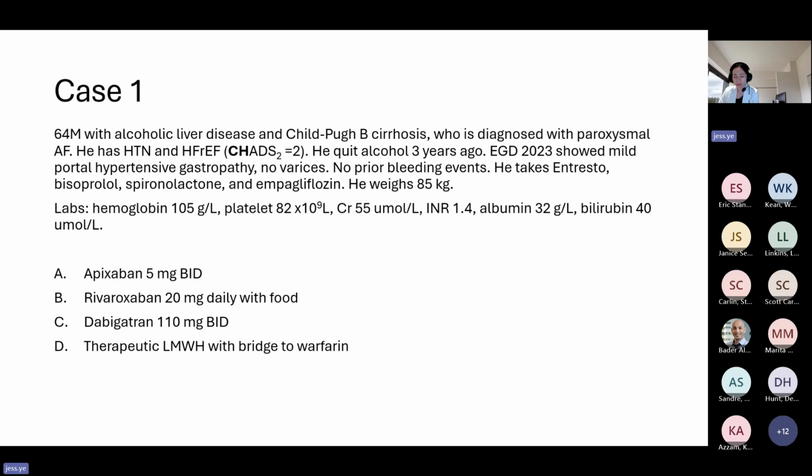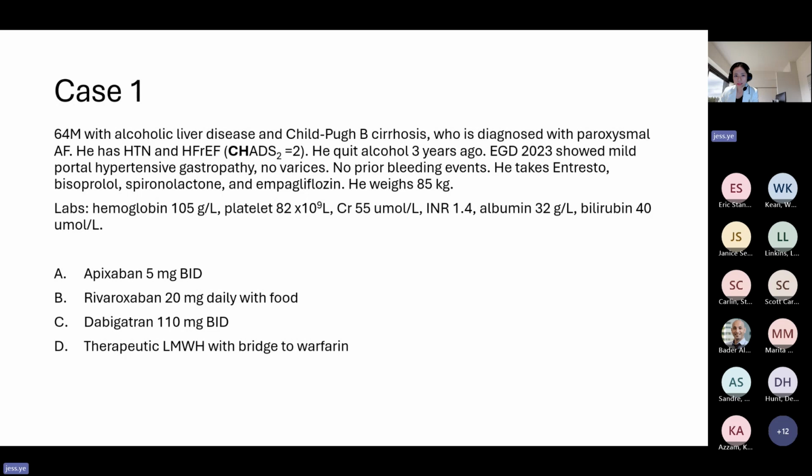I will start the talk with 3 cases, and there won't be any audience poll. I will do some pause at the end for you to think about which option you would do. At the end, we'll circle back to the answers.